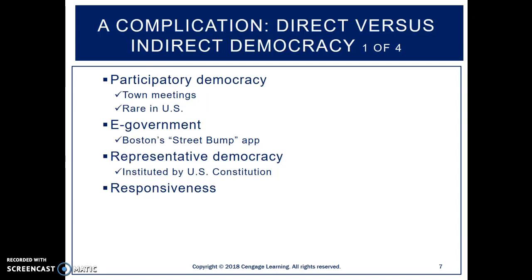But in a representative democracy or an indirect democracy, we elect people to vote for us and hope that they make the best decisions for us.